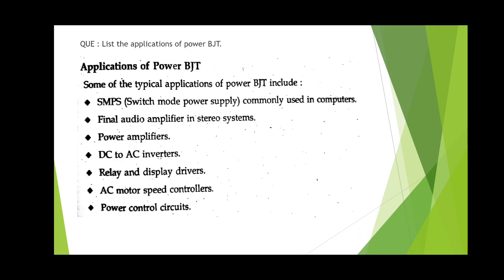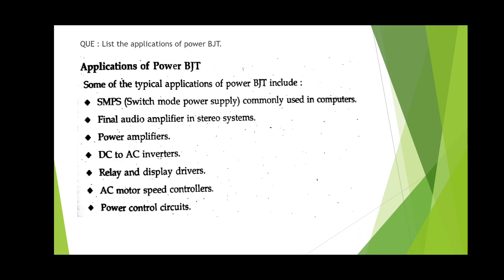So next we get the question: list the applications of power BJT. It is a 5 marks question, and we are not expected to write the explanation. We are going to write the list of the applications of the power BJT. So these power BJTs are used in SMPS, that is switched mode power supply, which is used commonly for computers. Then these are used for the final audio amplifier in stereo systems.